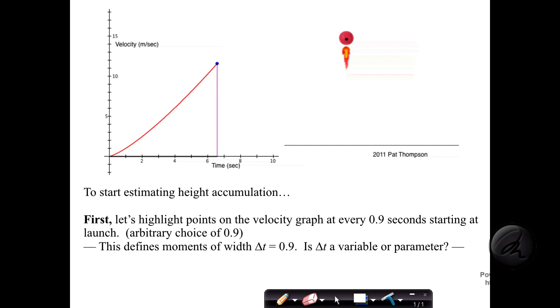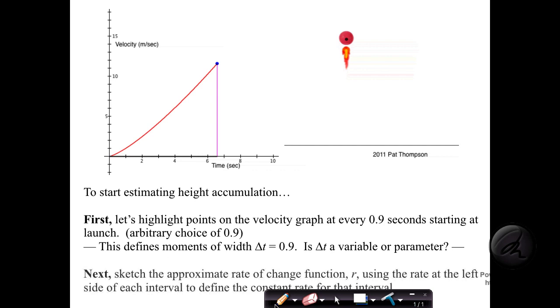It's not the same as dt. dt is a variable that varies within our moment. This delta t is the size of our moment that we've chosen, just to be regulated about this in advance. Instead of picking a moment based on what the graph looks like, we'll just say, let's just pick a 0.9 and see what happens. So this delta t is a parameter, and let me move this out of the way.